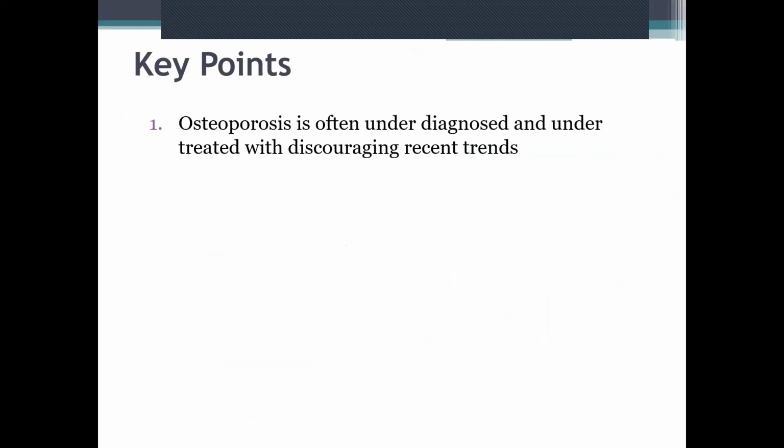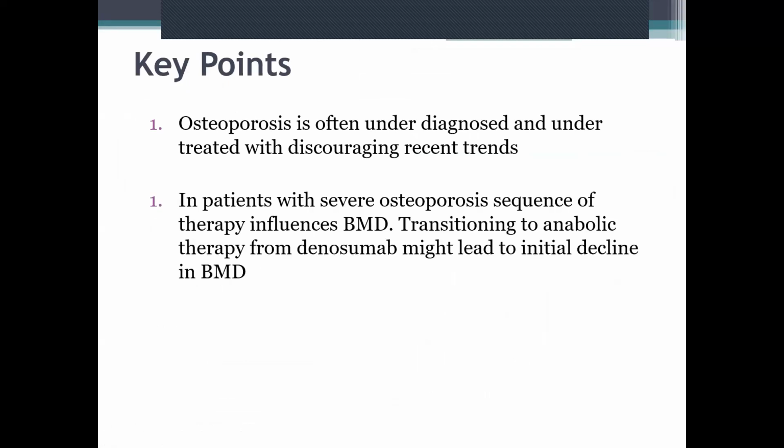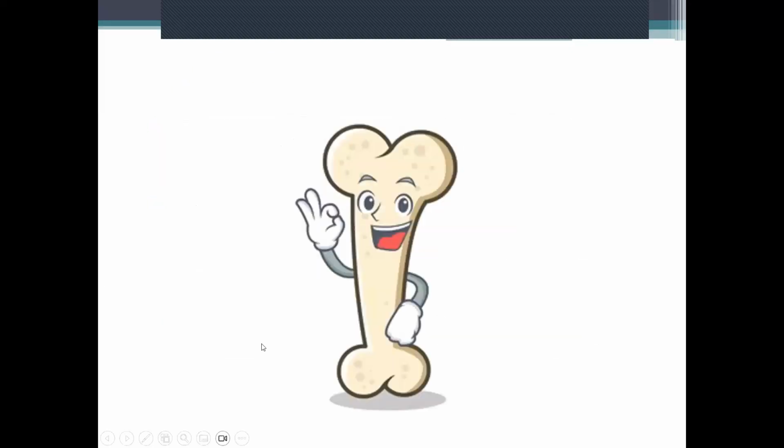So in summary, key points: osteoporosis is often underdiagnosed because sometimes we've got so many things to do, we don't actually consider screening our patients at risk. So remember, if your patients are on steroids, always consider screening for glucocorticoid-induced osteoporosis. And for patients with severe osteoporosis, we now know that the sequence of therapy does influence bone mineral density. Transitioning to anabolic therapy from denosumab, that would be teriparatide, might lead to an initial decline in BMD and increased fracture risk.